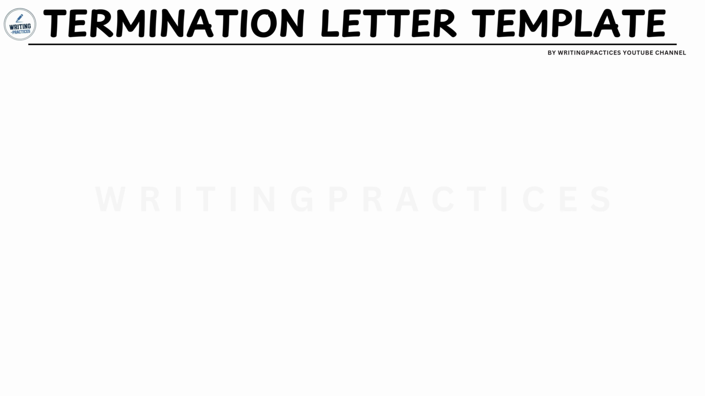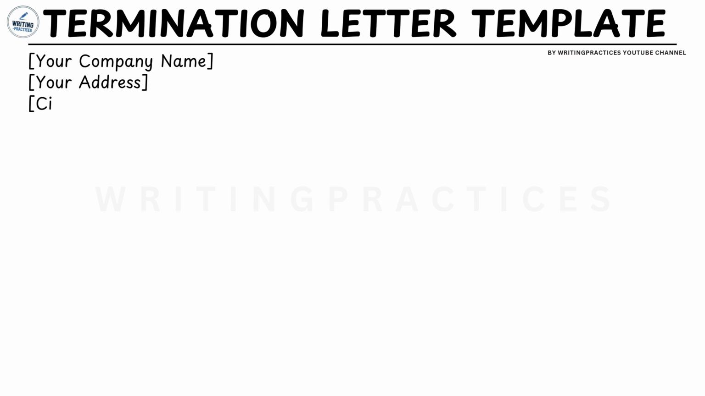Let's get started. Sender's information. Identifying your company. At the top of your letter, include your company name and address. This ensures that the letter is immediately identifiable as official correspondence. For example, your company name, your address, city, state, zip code. This format establishes professionalism and ensures the recipient knows the source of the letter.